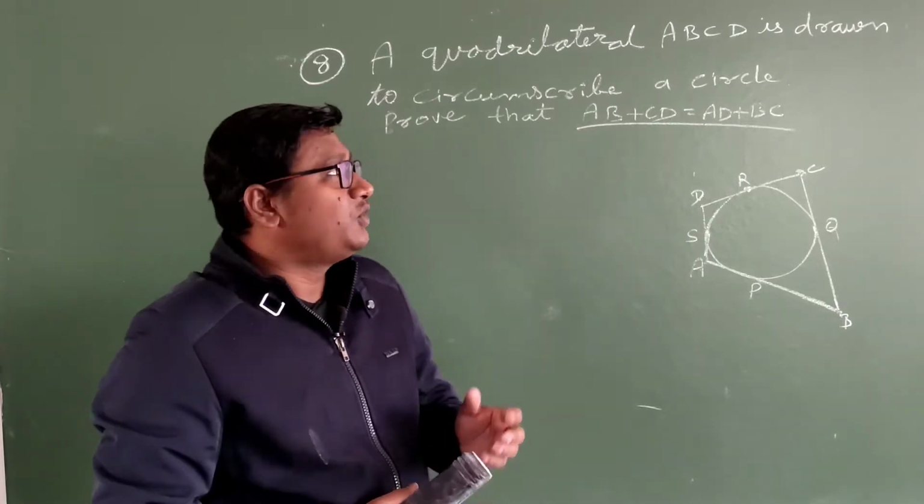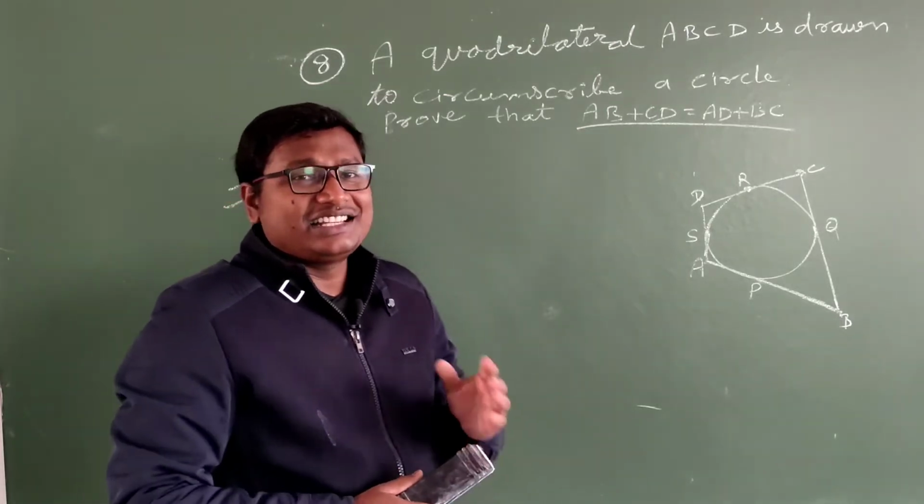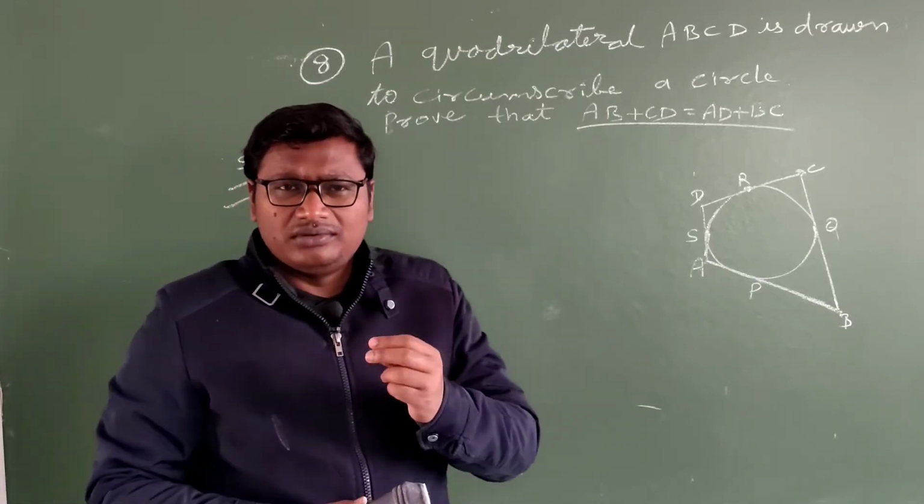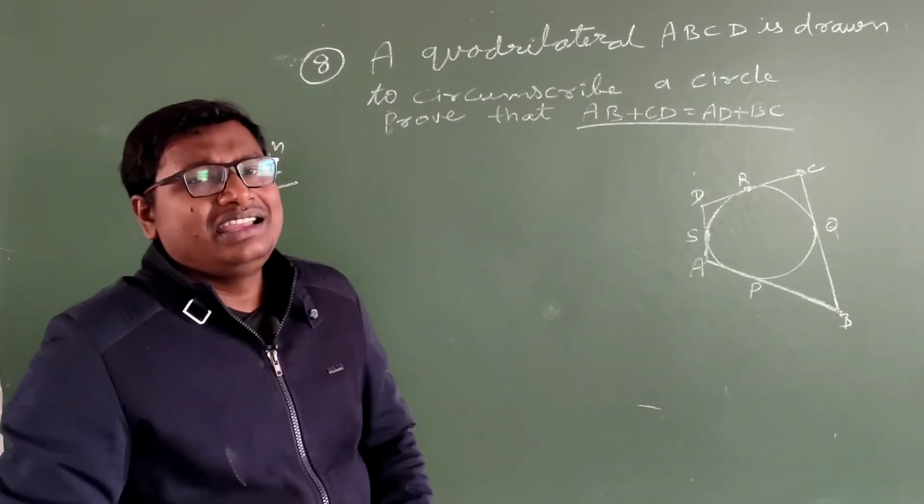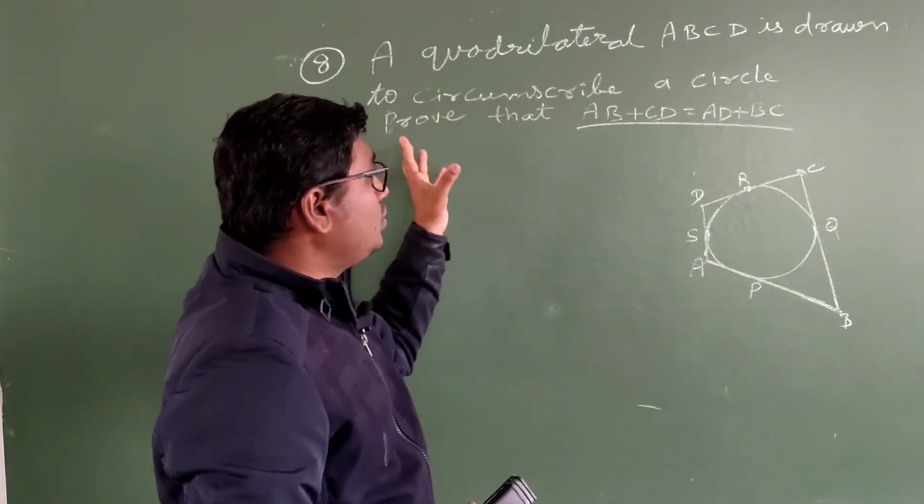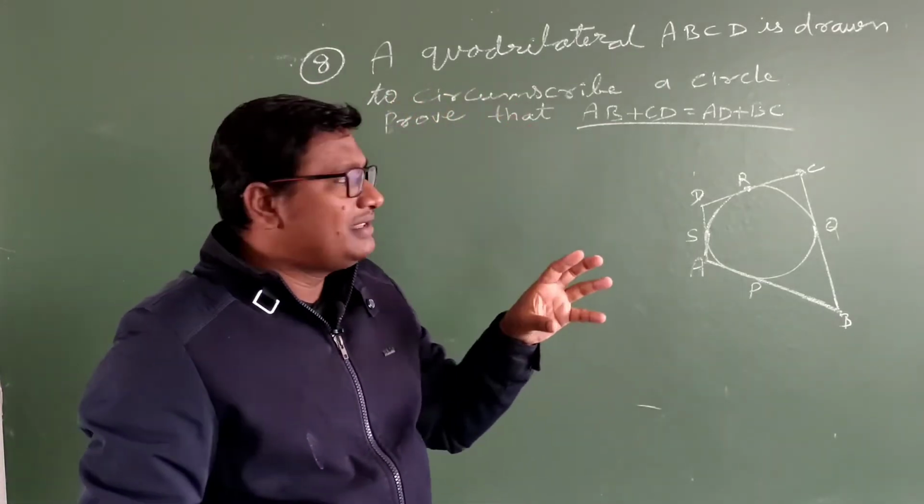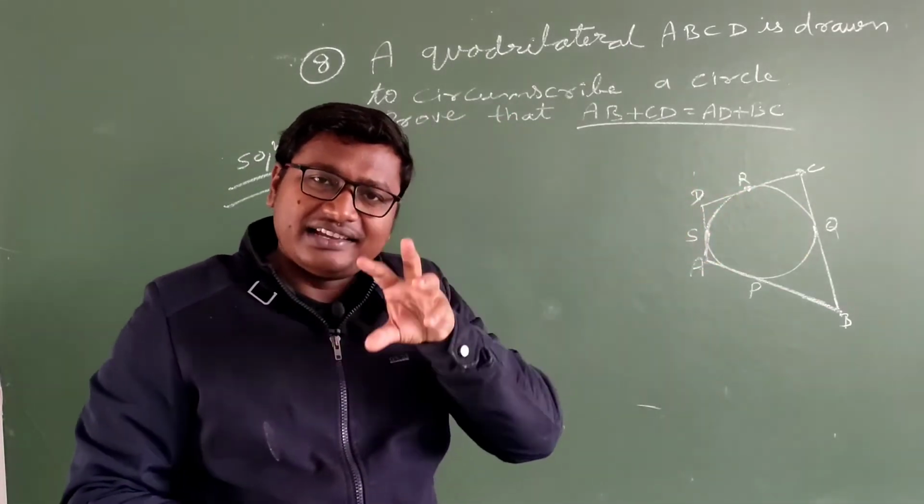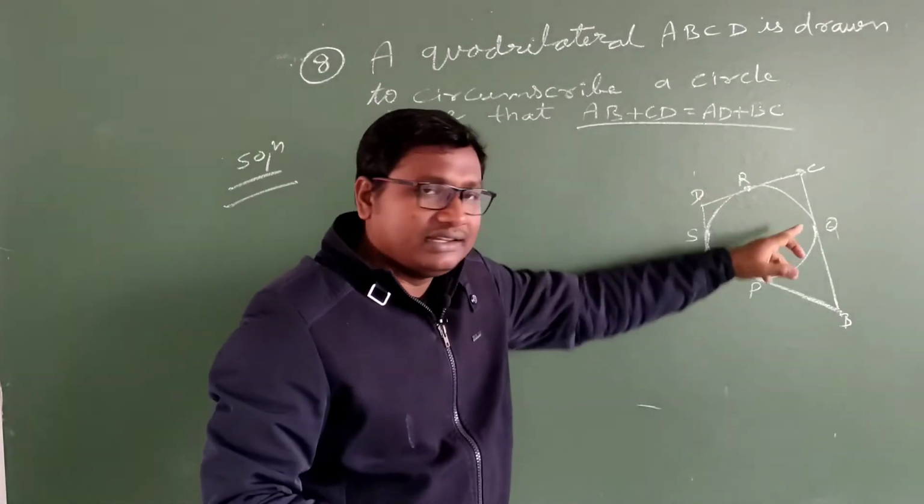Friends, we are solving the questions of the circle, that is exercise 10.2, and in the last video I solved some questions of that exercise. Now the rest is here. Now a quadrilateral ABCD is drawn circumscribing a circle. It means there is a quadrilateral ABCD which contains a circle inside it. So there is a circle here.